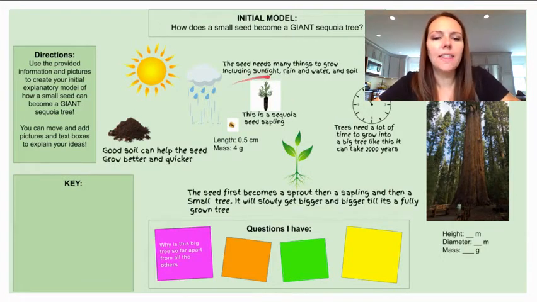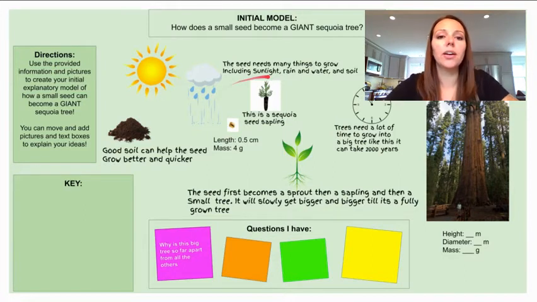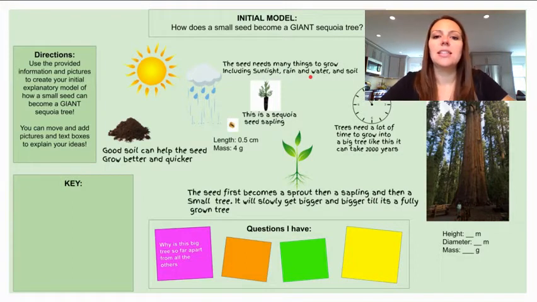The next model, good soil can help the seed grow better and quicker. They have a picture of soil, sun, rain. It says the seeds need many things to grow, including sunlight, rain, water, and soil. They have a picture of a sequoia sapling. They have the length and mass of the sequoia seed.